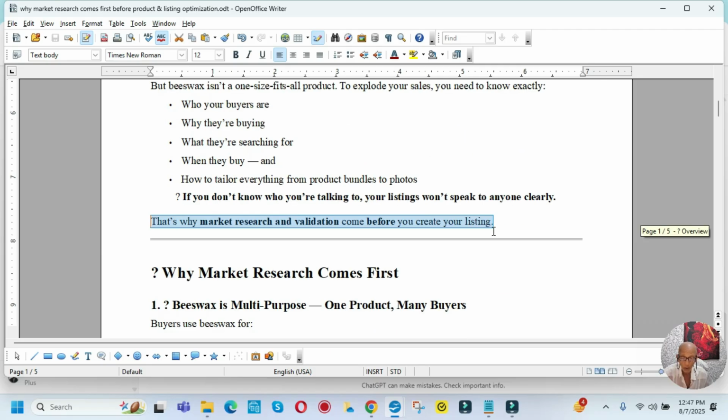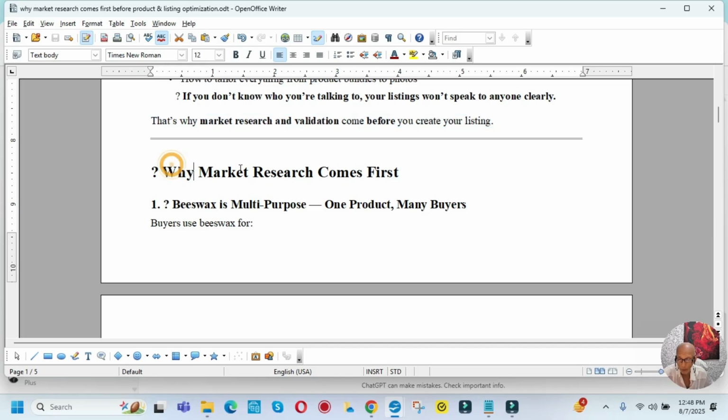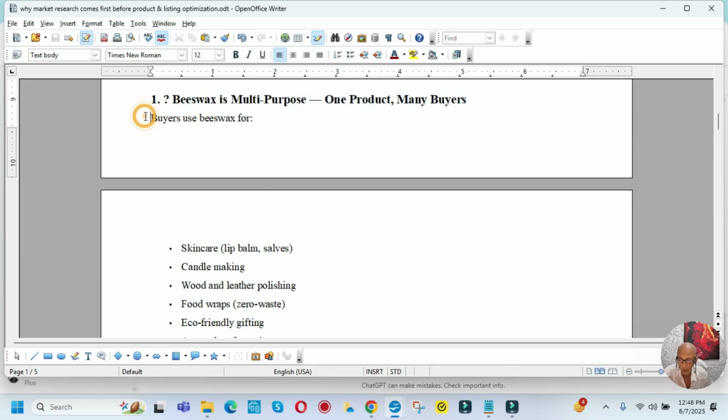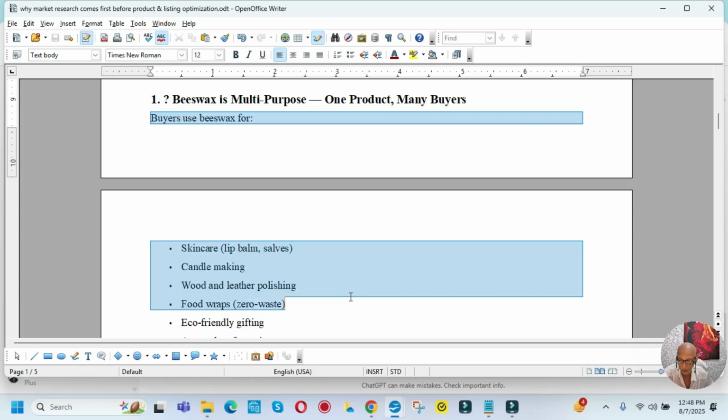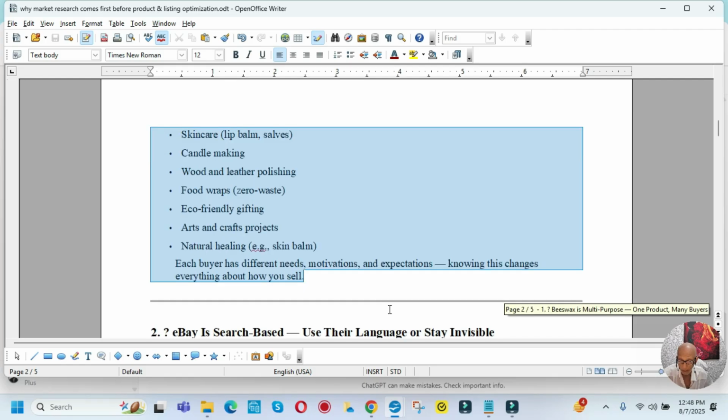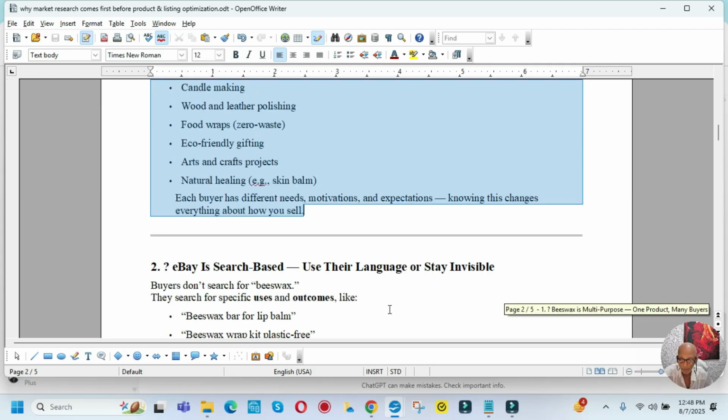Okay? So for those of you who have already created a listing of any sort and you didn't conduct market research, you can take a step back, conduct the market research now, and then go back and optimize your listings. All right, now it says why market research comes first. Beeswax is multi-purpose: one product, many buyers. The buyers use beeswax for different things: skincare, candle making, wood and leather polishing, food wraps, arts and crafts, natural healing. Each buyer has different needs, motivations, and expectations. Knowing this changes everything about how you sell.